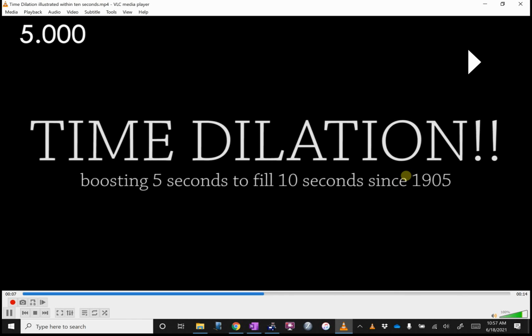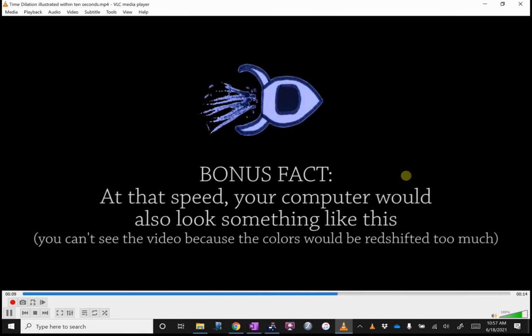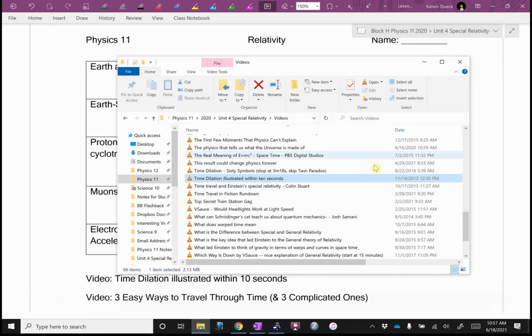And under nerd trivia, bonus fact, the computer and spaceship would look blue because they would be blue shifted, because they're moving towards you. Red shifted is when objects are moving away from you. That's a Doppler thing. Nerd trivia.